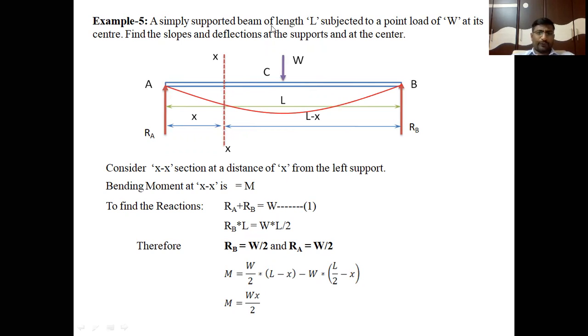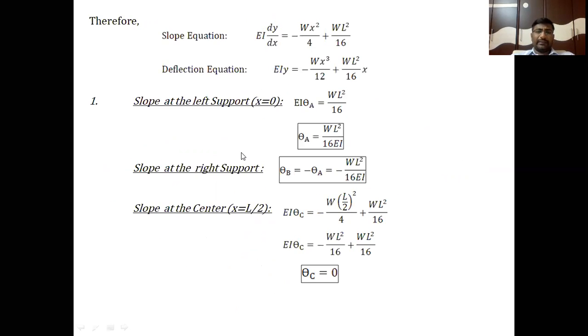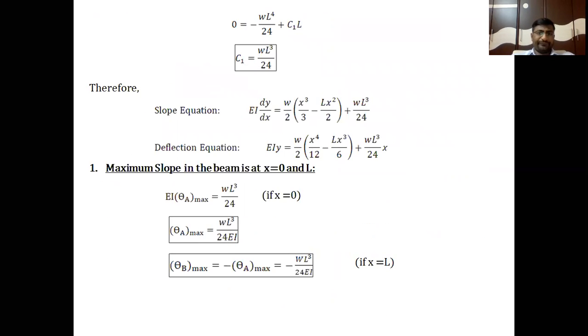That drawback will be overcome by the Macaulay method. In the Macaulay method, during integration, this XX section is applicable throughout the beam. If it crosses the load, then it is also applied. That is the point I have written here.